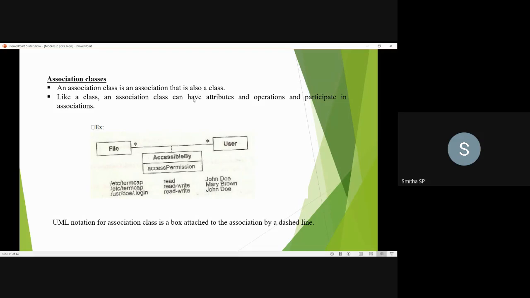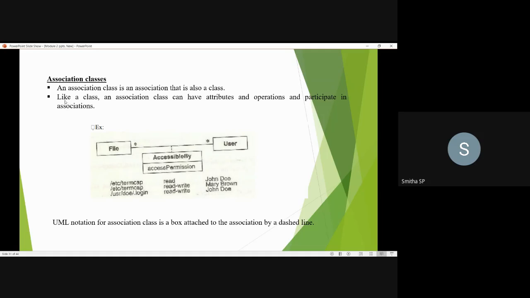So here you can observe that an association class is an association. Here the association class is "accessible by". It is connected to the association line through the dashed line. You can observe here it is represented through the dashed line. Accessible by class is an association class attached to the association link by a dashed line. This accessible by class has access permission as its attribute.